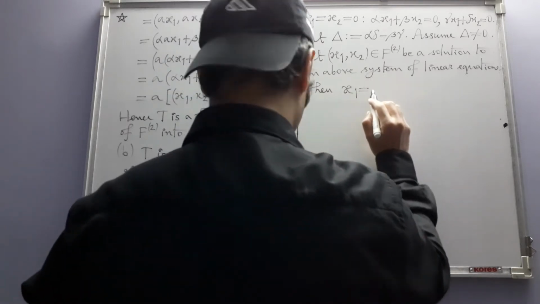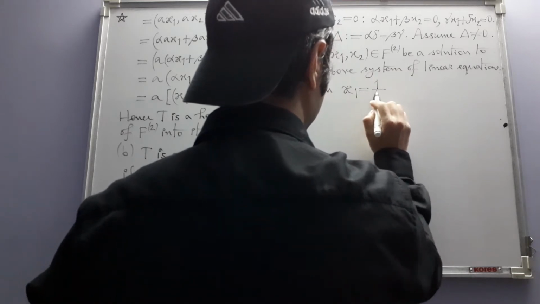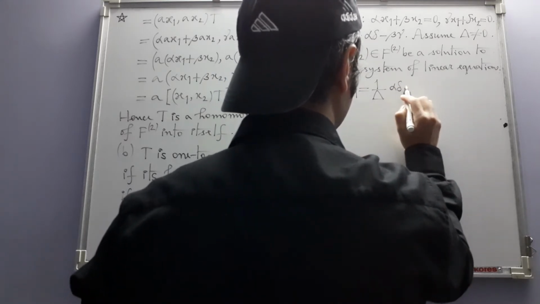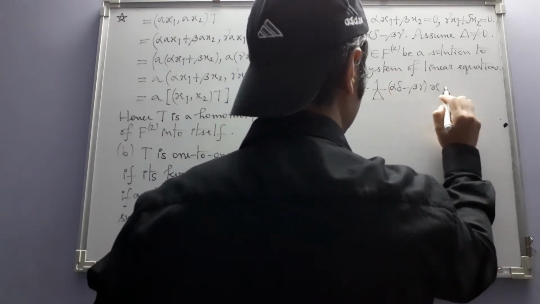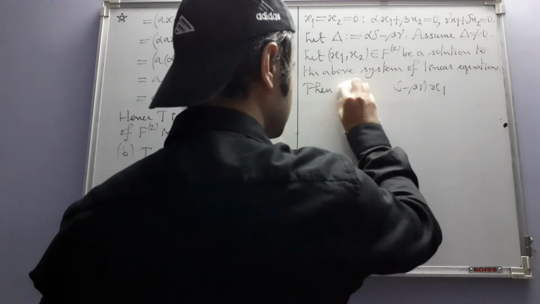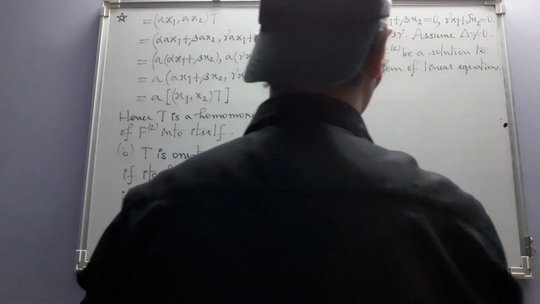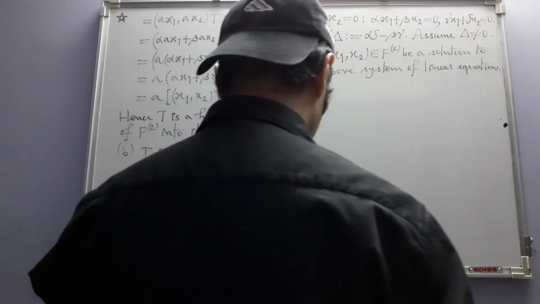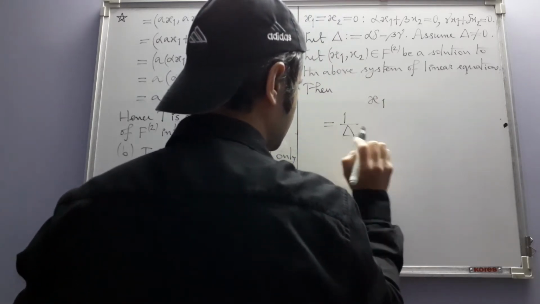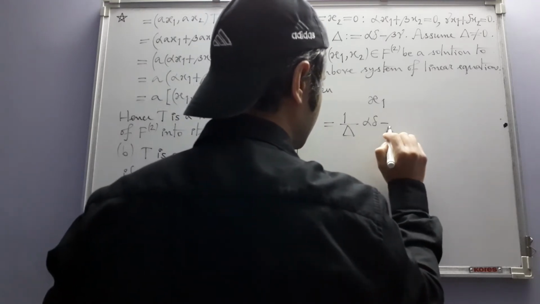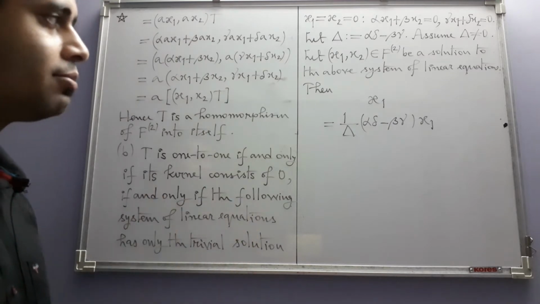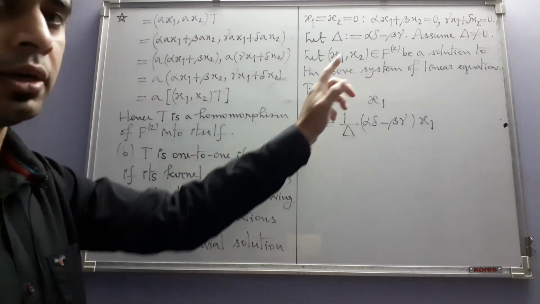x1 can be written as 1 over delta times, of course, delta times x1, and delta is alpha delta minus beta gamma times x1. Okay, instead of writing like this, let me do the calculation in the middle as an equation array. x1 is equal to 1 over delta times alpha delta minus beta gamma times x1. So these two things cancel each other and we have x1, and that is possible because we are assuming delta to be non-zero.